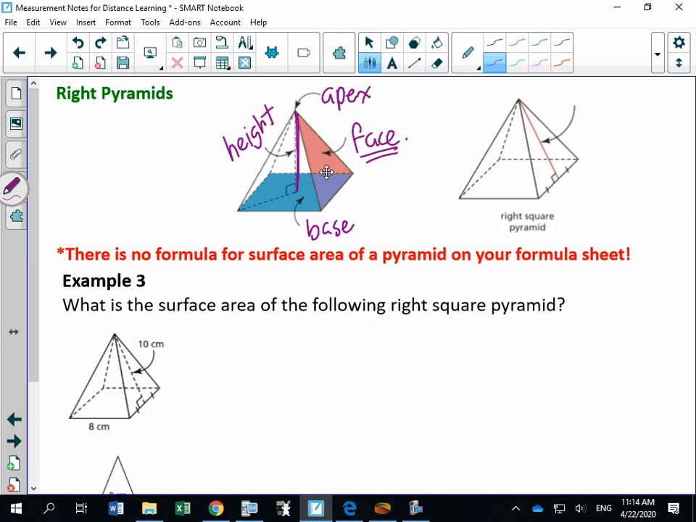If we were calculating the surface area, we'd have to calculate the area of one of those faces. So there are 2 different heights in a pyramid. There's the height from the apex to the center of the base, which is the height of the pyramid. And then on this triangle here, there is a height of your triangle. That would be the height of the triangle, and we refer to that as the slant height because that height is at a slant.